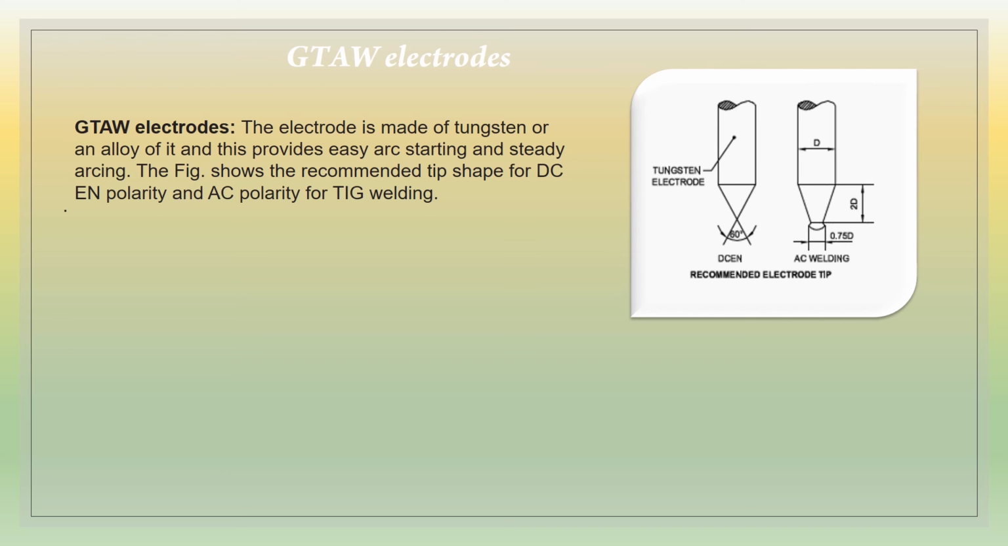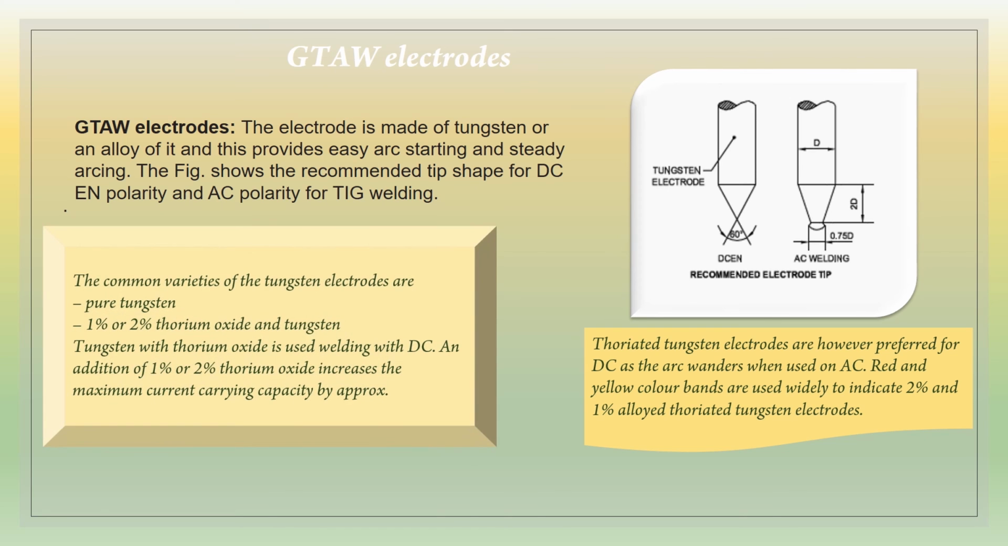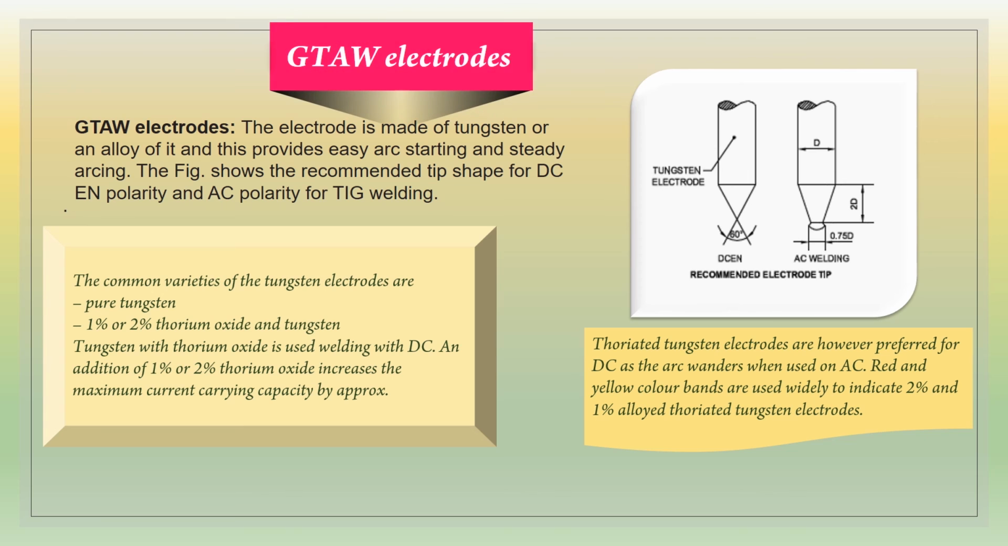Gas tungsten arc welding electrodes. The electrode is made of tungsten or an alloy of it, and this provides easy arc starting and steady arcing. The figure shows the recommended tip shape for DC EN polarity and AC polarity for tungsten inert gas welding.